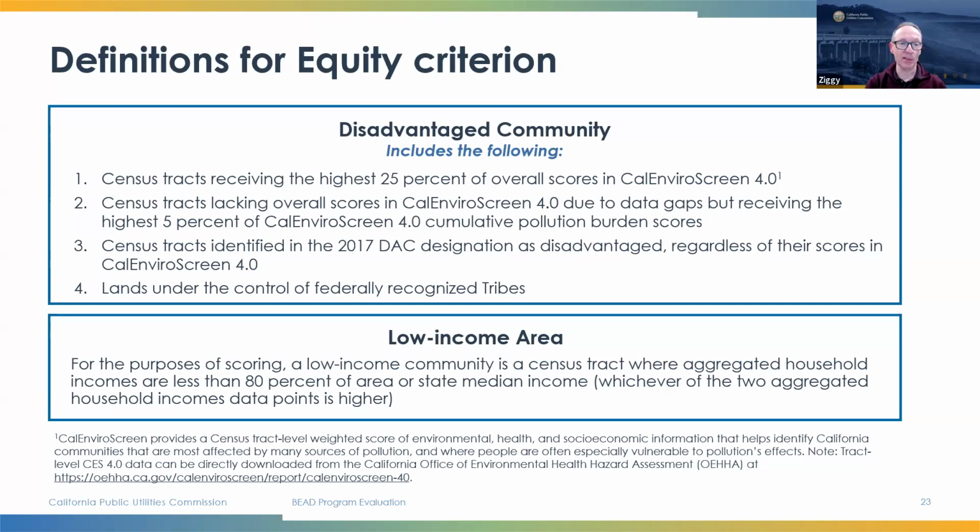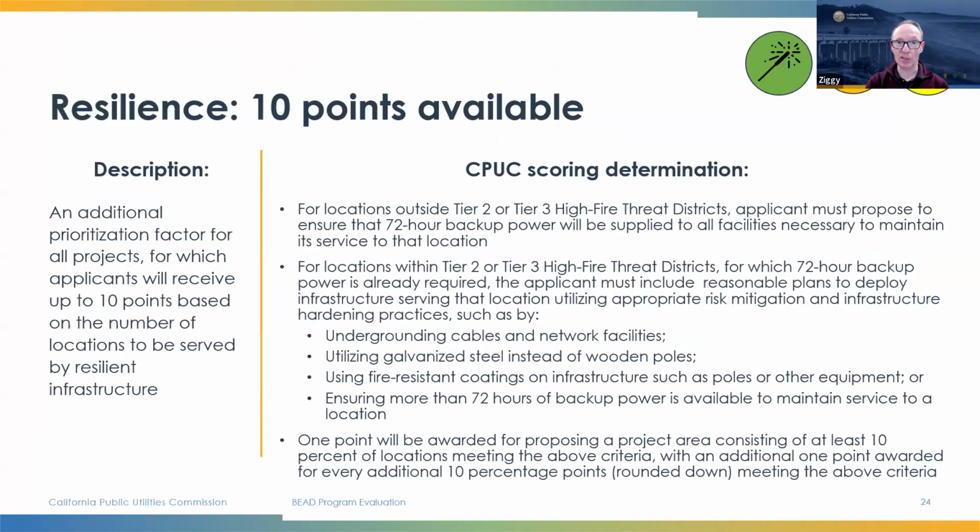The low income areas are defined as census tracts where the aggregated household incomes are less than 80% of area or state median incomes. And again, there is sourcing here that you can refer to if you're curious about how that was calculated. But these will be made available prior to the application stage. So when you complete your application, you'll be able to refer to those areas and see which ones qualify.